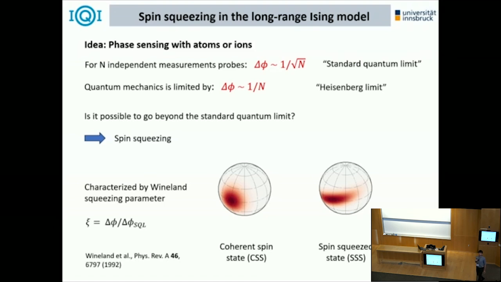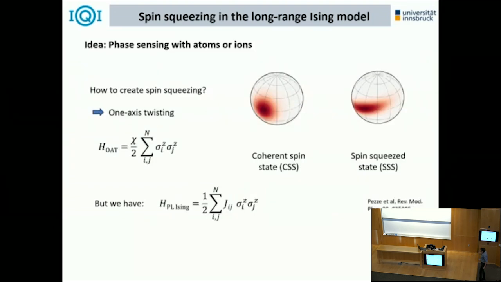That's very challenging, but spin squeezing lies somewhere in between, and it's much easier to create compared to the Heisenberg limit, where you need GHZ states. How it's often done is by using the so-called one-axis twisting, using this Hamiltonian. And as you can see, that's similar to what we have, but this is a purely all-to-all Hamiltonian. What we usually have, however, is this power law Hamiltonian.